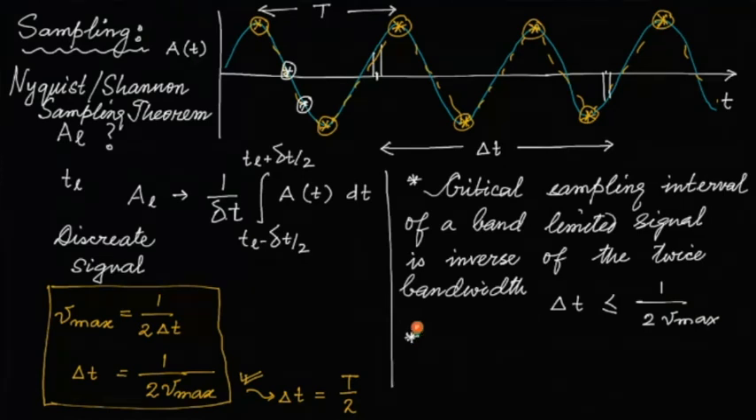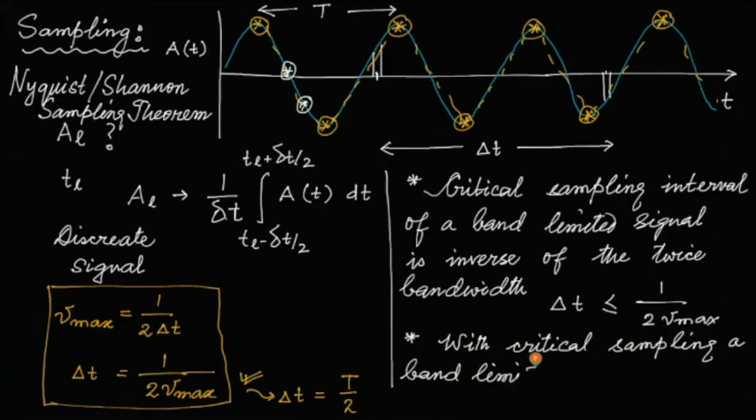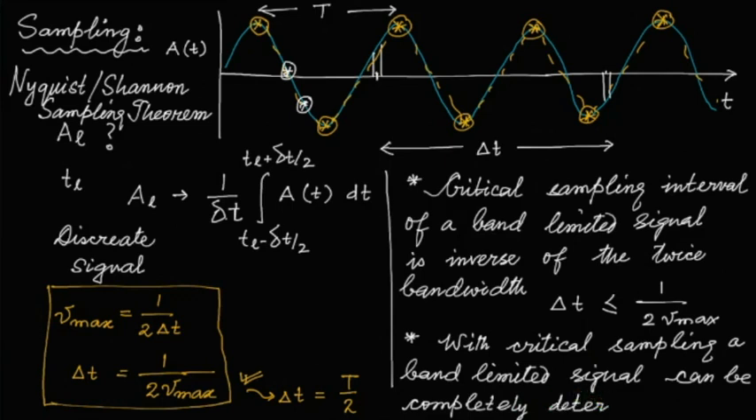And so with critical interval, or with critical sampling, a band limited signal can be completely determined. This I cannot prove for you, but I think we have given examples which will take this home. So this second point answers your question of how well I should sample such that I will get the signal accurately. If you do the critical sampling or better than that, you can actually reconstruct all properties of the signal. So that's a good thing.